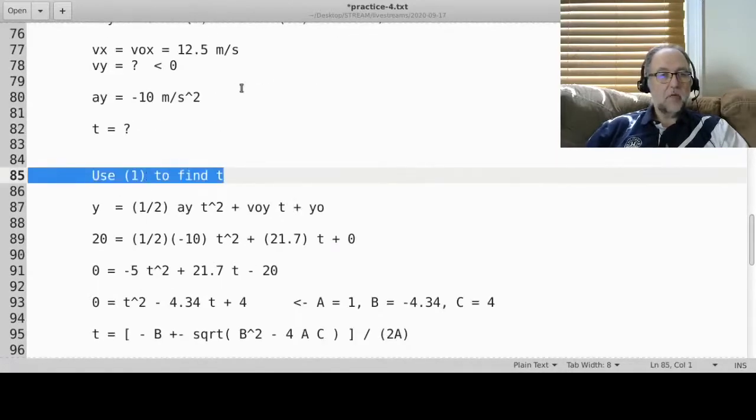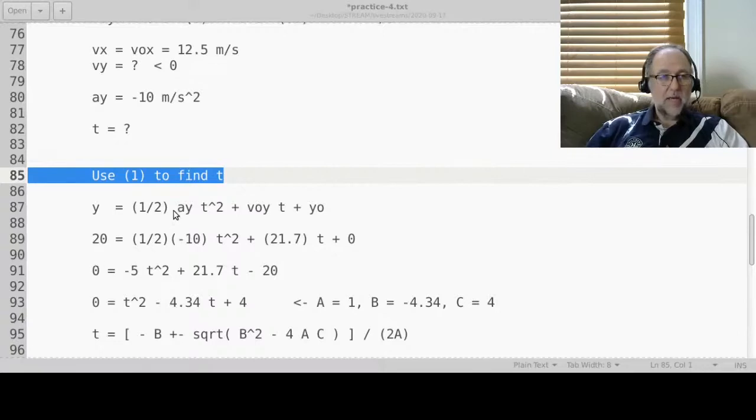So use equation number 1 to find t. How did I conclude that? By process of elimination. So there's equation number one: y equals 1/2 a_y t squared plus v naught y t plus y naught. Substitute in all the numbers you know. You know everything except for t.